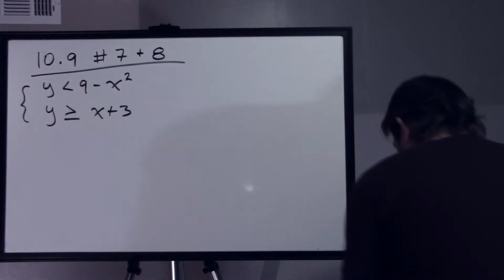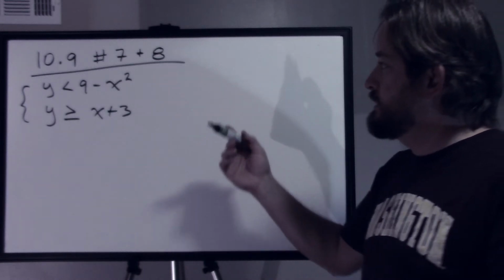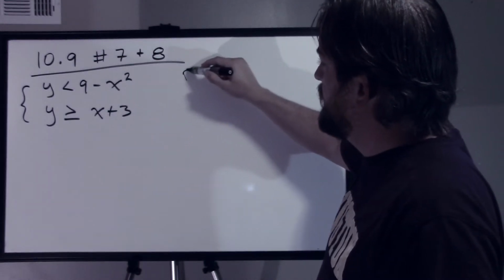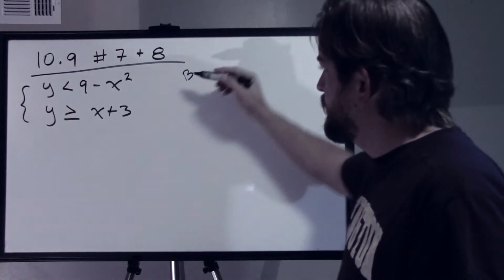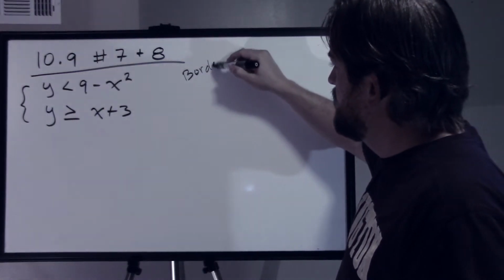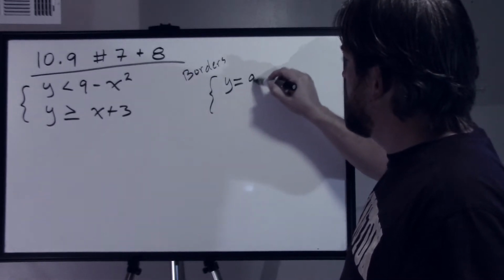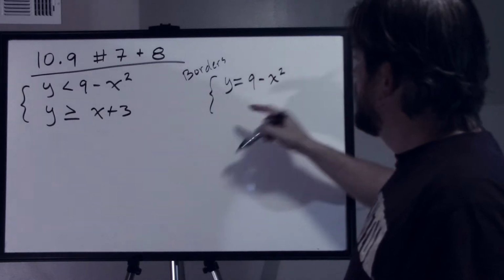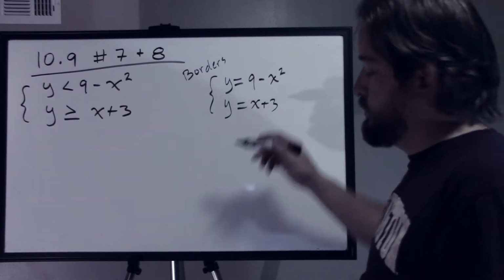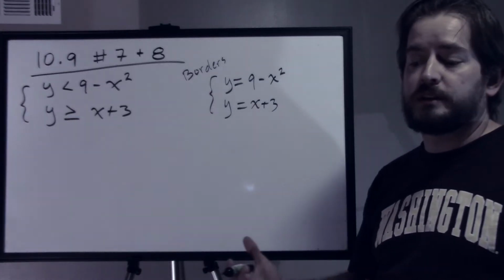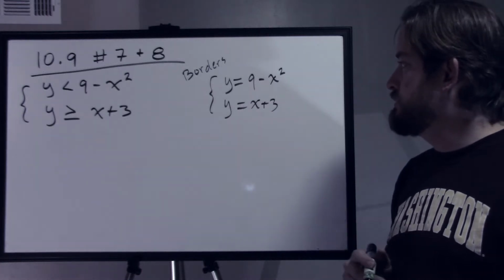Okay. So the first thing that I want to do is find the borders of these. Right? And these borders happen on the equality. So instead of less than or greater than or equal to, I'm going to write these all as y equals 9 minus x squared and y equals x plus 3. Because that's where the border happens, whether it's included in the graph or it's not. It happens at the equal, right?